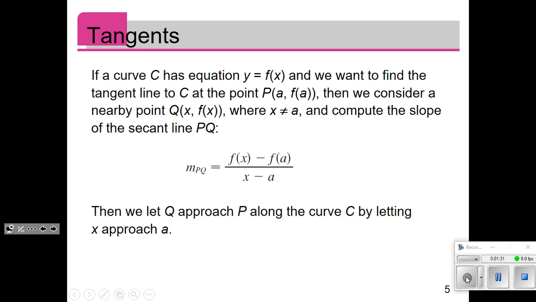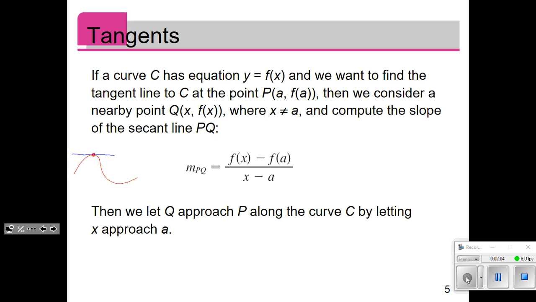So let's first talk tangents. If a curve C has equation y equals f of x, and we want to find a tangent line. Now let me back up. Tangent lines are lines that just touch a curve at a point. So if I had some curve and I wanted to find the tangent line to it at that point, it would just be a line that just touches it.